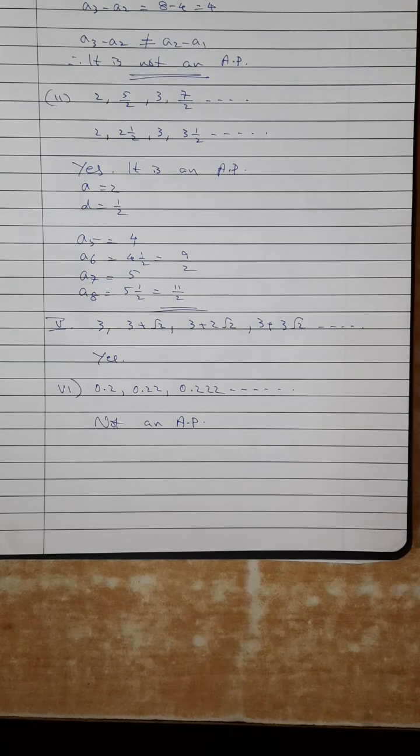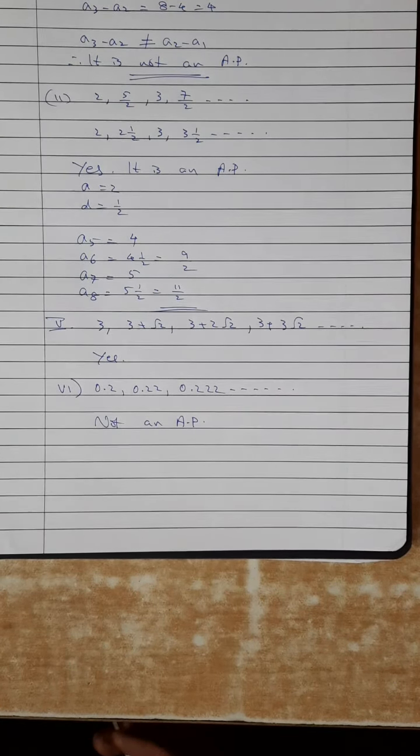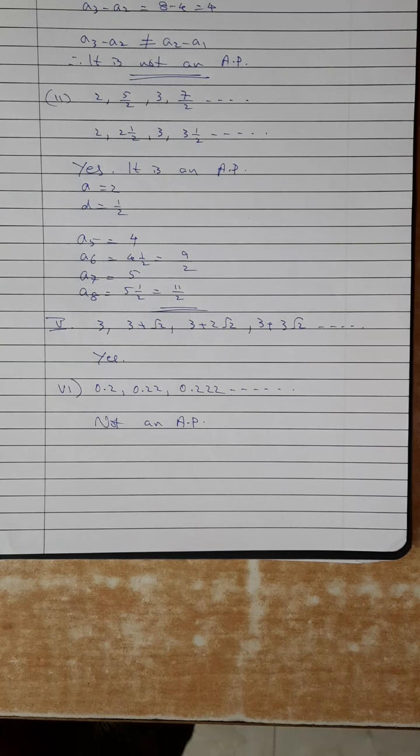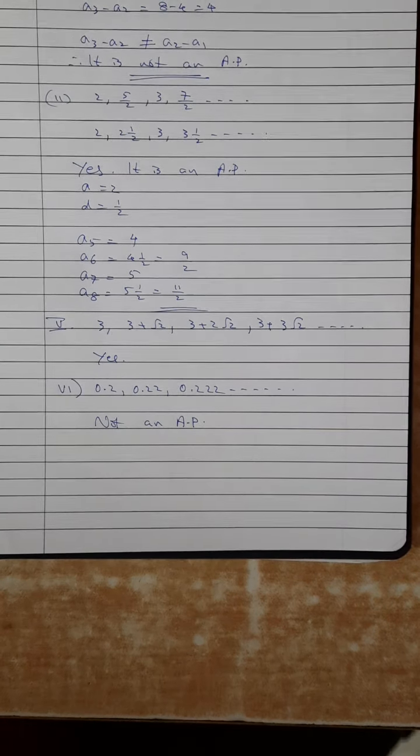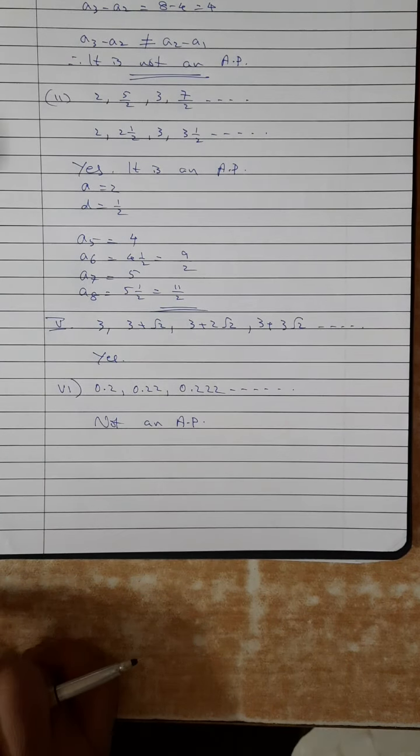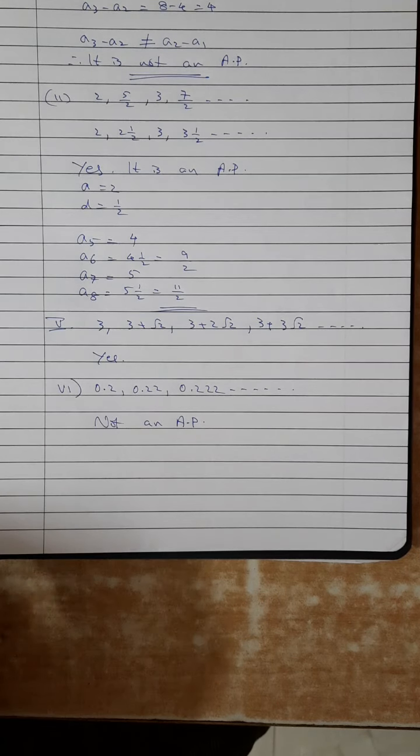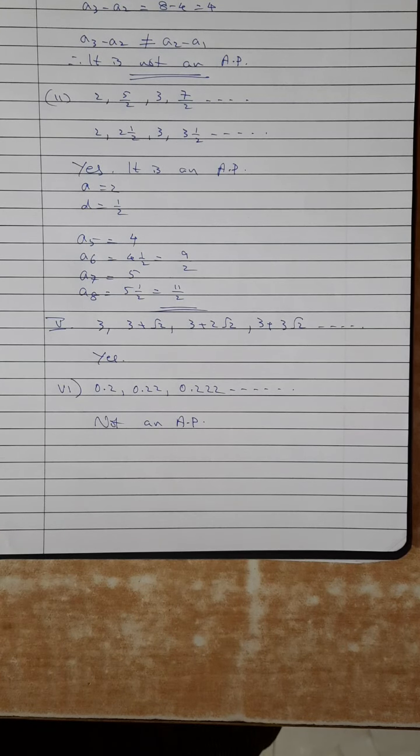Eighth one is AP: minus 1 by 2, minus 1 by 2, minus 1 by 2. What is the common difference? Common difference is 0. Common difference is 0 only. Next: 1, 3, 9, etc. Not an AP.